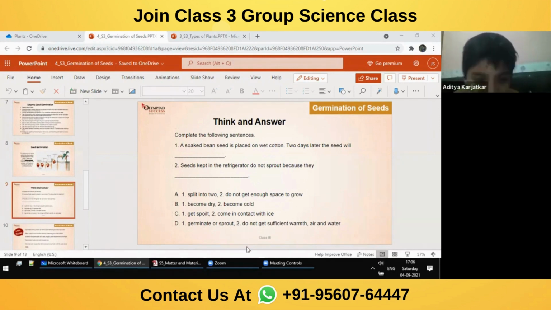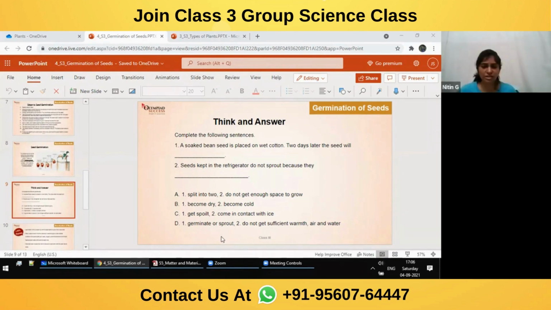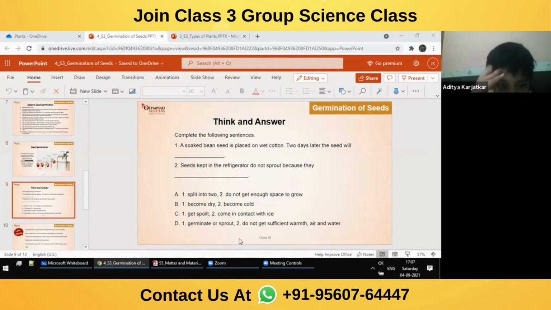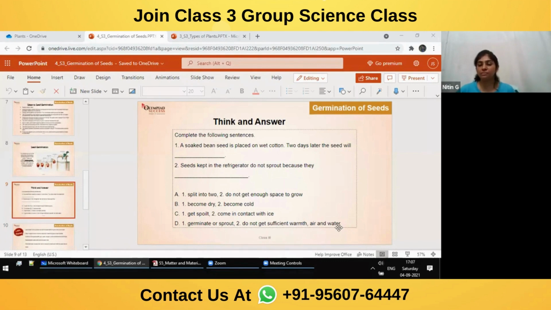First answer is C. Get spoiled? No, beta. I meant D, germinate or sprout. Yes. And the second answer is they will not get sufficient warmth, air and water, meaning no favorable conditions are there in the refrigerator. That is why they will not sprout, whereas these are getting favorable conditions, so they will sprout. Clear?